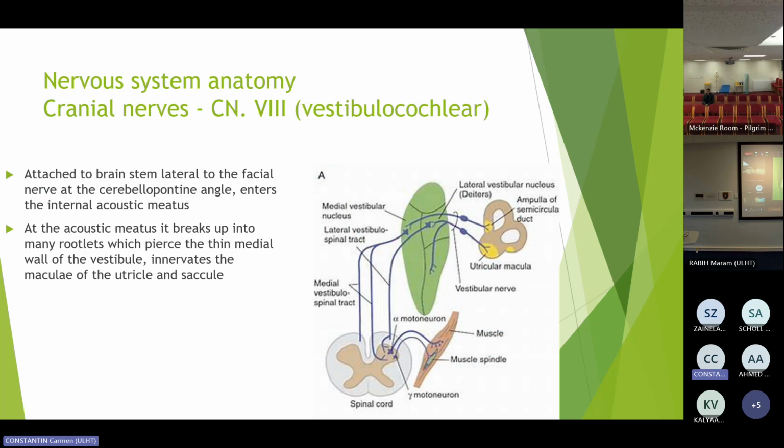The next one is vestibulocochlear, so the eighth cranial nerve, which is attached to the brainstem, and at the level of the internal acoustic meatus, it breaks up into rootlets, which pierce the thin medial wall of the vestibule, and they innervate the maculae, the utricle, and the saccule.